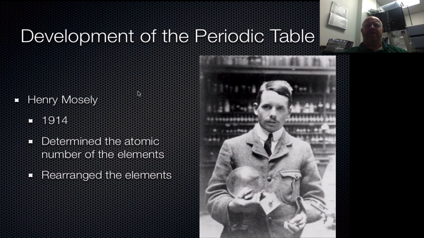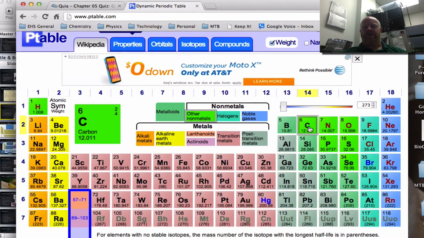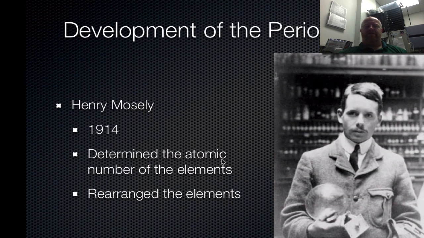The next time the table was modified any significant amount was in 1914 by Henry Moseley. What Henry Moseley did is he took the table, added in some new elements that had been discovered, and he rearranged it slightly to now match the atomic number of the elements versus the atomic mass. So he flipped a couple elements around, gave a better organization to the table, and now if you look at our table, we have a table that starts with 1, goes to 2, 3, 4, 5, 6. So it's now sequencing by the atomic number and not necessarily the mass. Okay, so just basically a rearrangement of the elements that made it better.